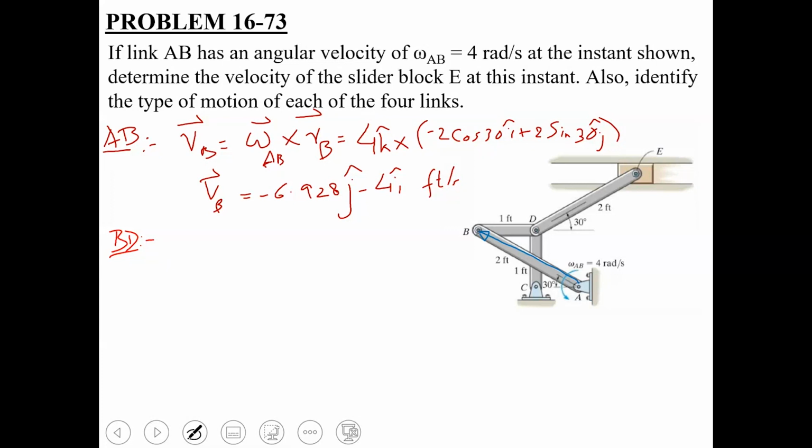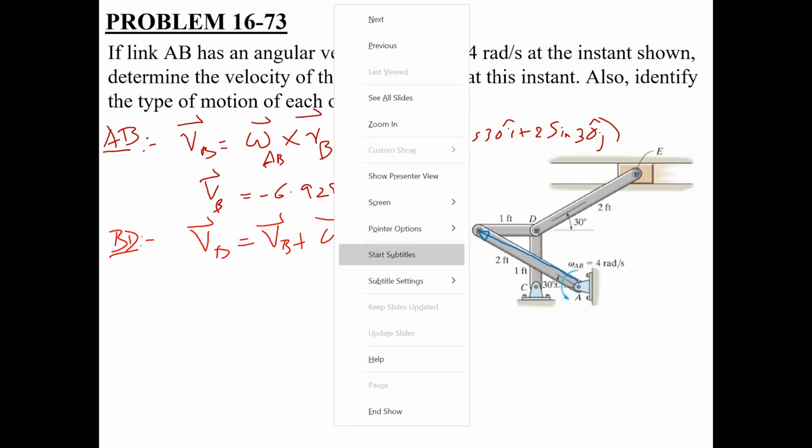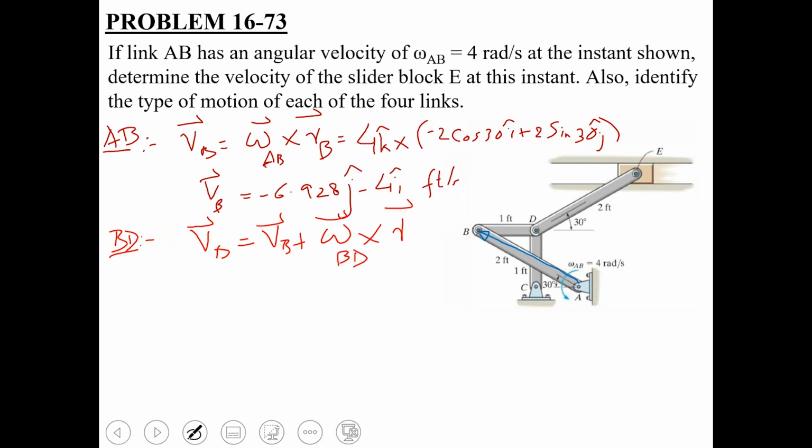Since the motion of point B is known to us from step number 1, we are going to make B our base point, and we are going to write the relative velocity equation by making B the base point. So the equation would become velocity of D equal to velocity of B plus omega cross R, where omega is the omega of this link BD, so we write it as omega BD, and R is the relative position of D with respect to B. So VD would become VB, which is already found in the first step, minus 4I minus 6.928 J. This is the VB we found.